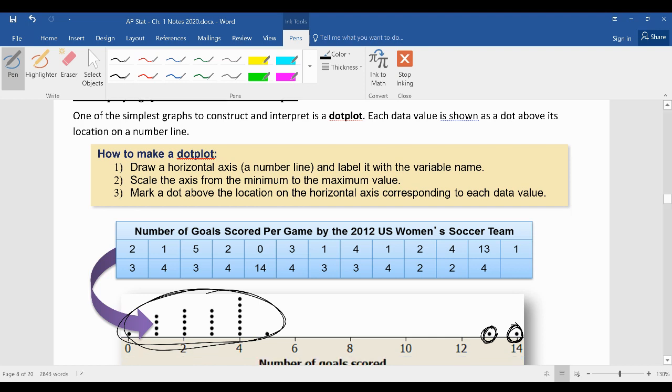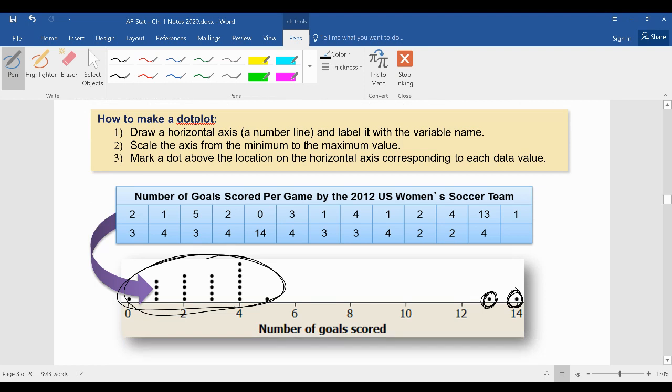A couple things people forget to do when making a dot plot. They don't label or title the graph, so make sure that you always throw a title on that graph. If we're talking about the number of goals scored, make sure you mention that we're talking about the number of goals scored. In addition, make sure that your scale is appropriate and that you're going up by the same amount each time. We have to go up by 2 each time in this particular example, or 1 or whatever you're doing.